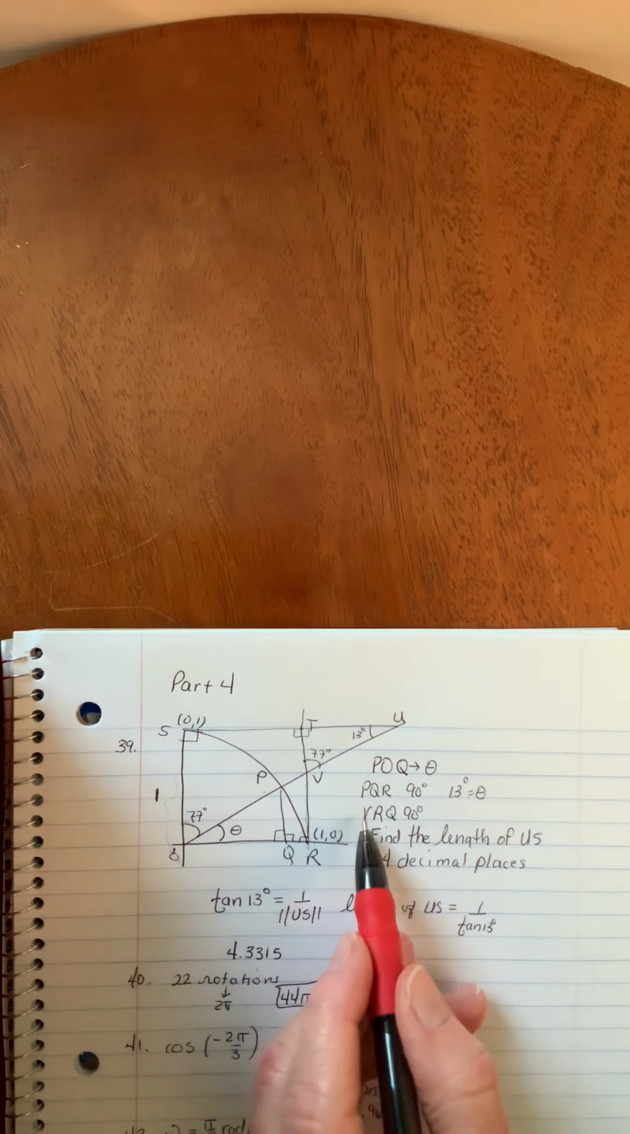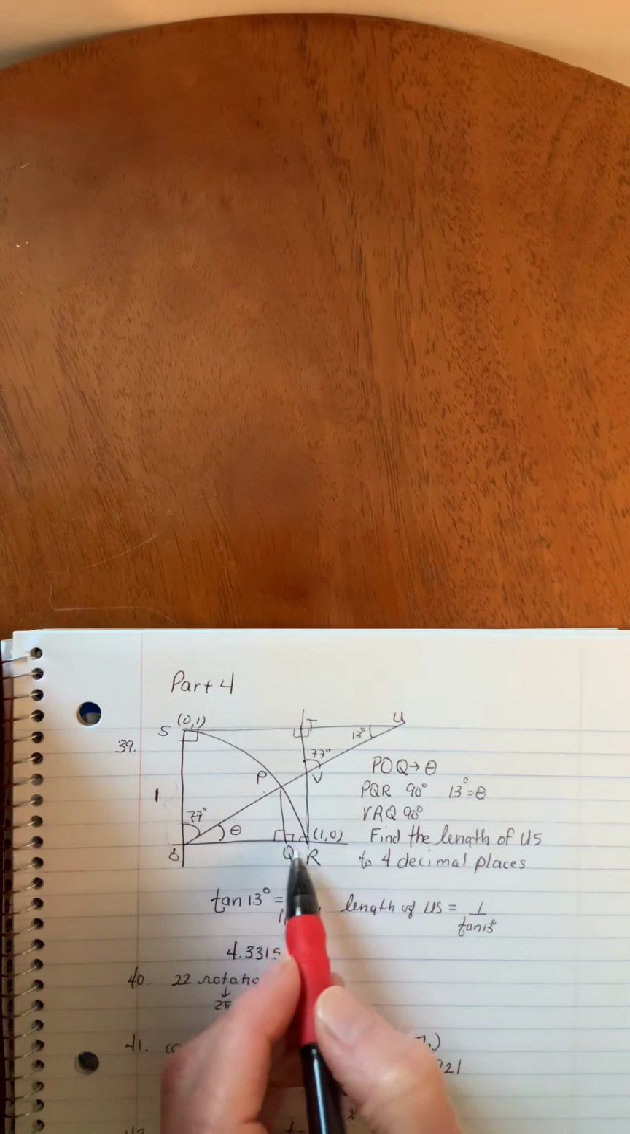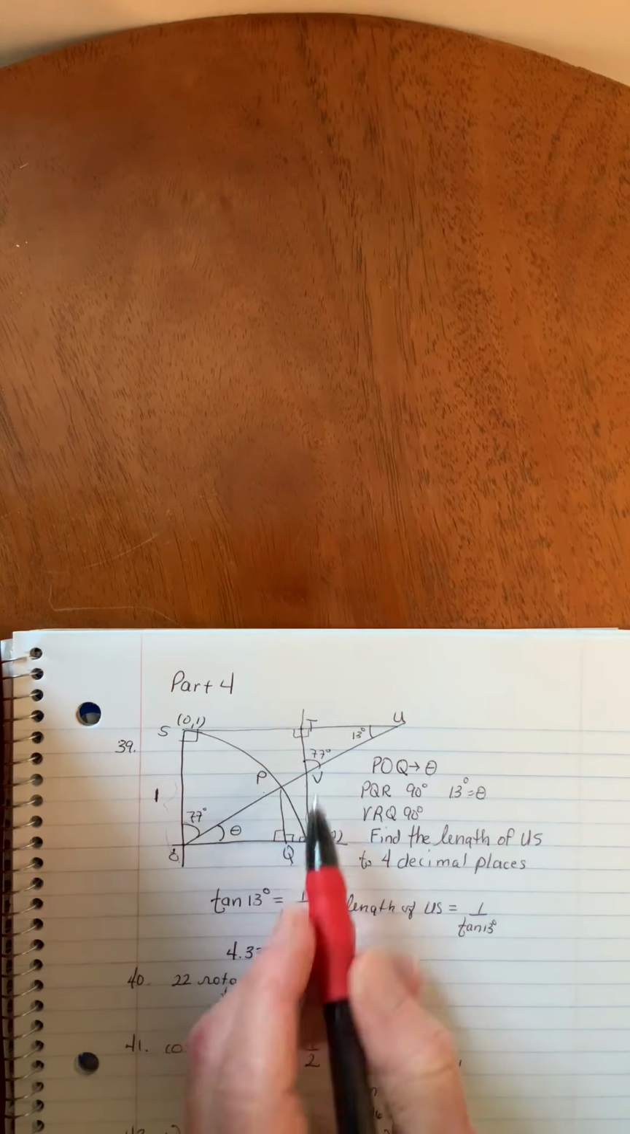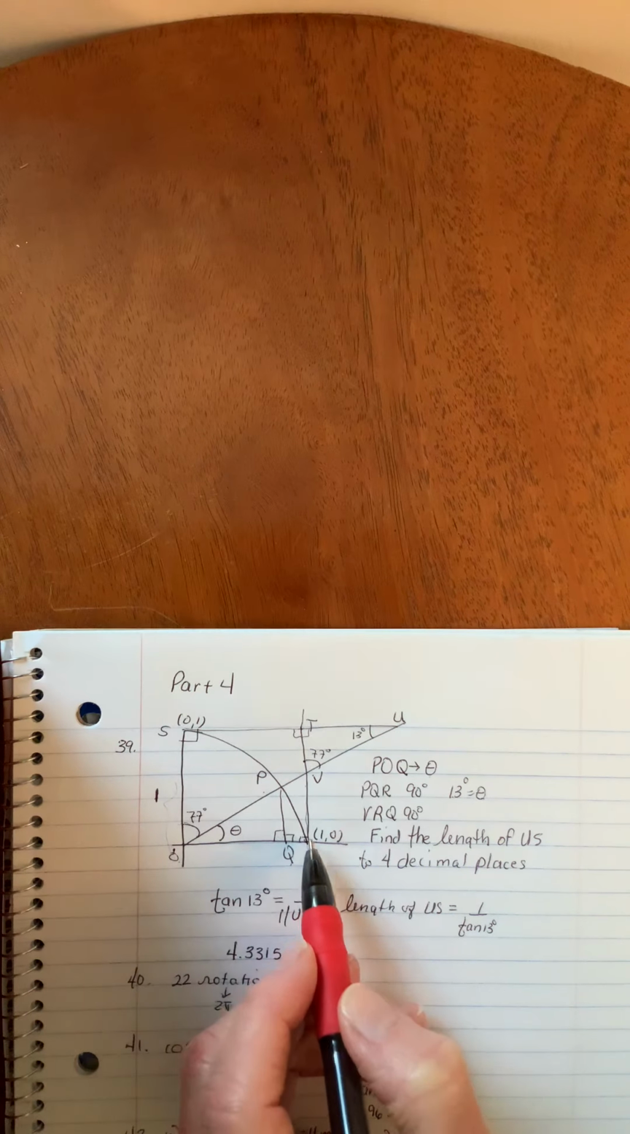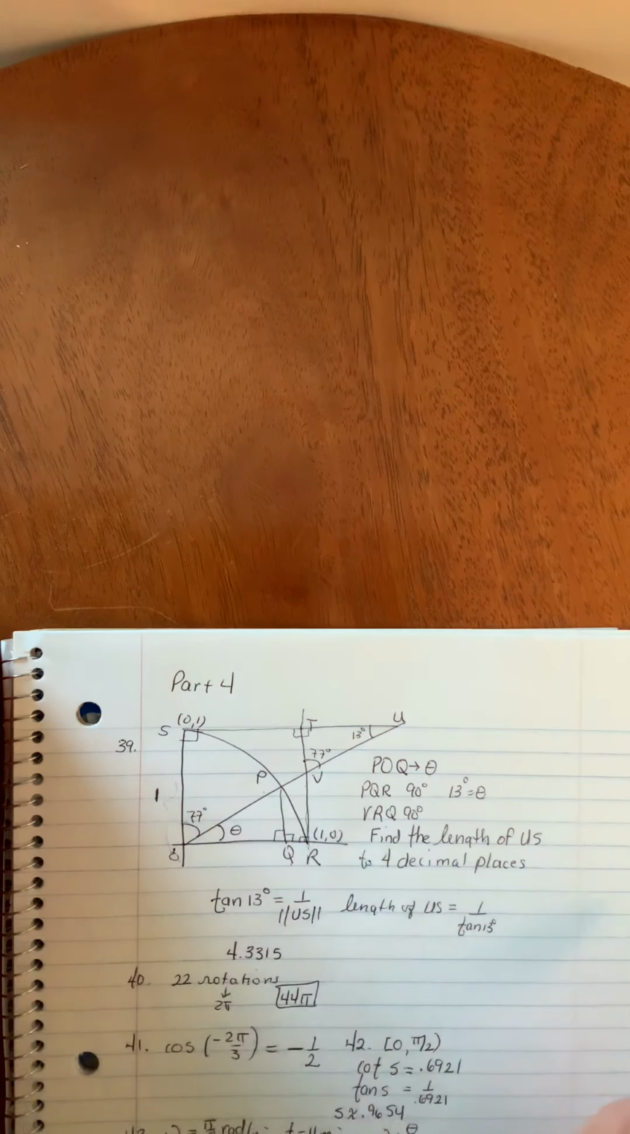Let's see, VRQ, so V to R to Q is 90 degrees, so right there. So this is a vertical line, okay? And we've got to find the length from here to here, U to S, to 4 decimal places. So that's the plan. All right, so let's look at some things.